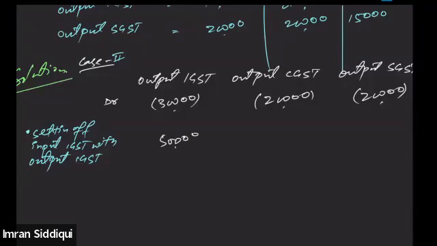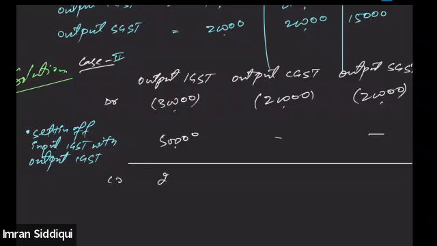We'll try to first adjust the entire amount with the output IGST. But as you can see, we don't have a sufficient balance available to completely set off the output IGST with the input IGST. Right? Because we have only 30,000 available, but we actually paid 50,000. So there is a deficit of 20,000, right? Now we'll calculate the balance.